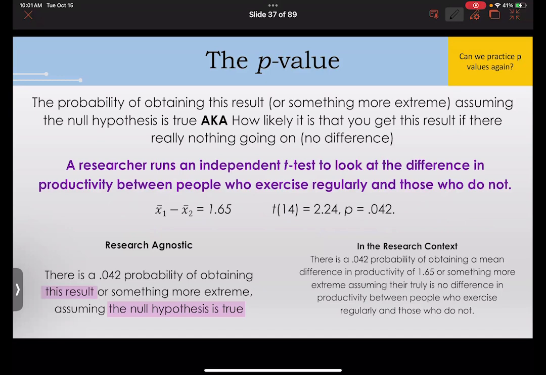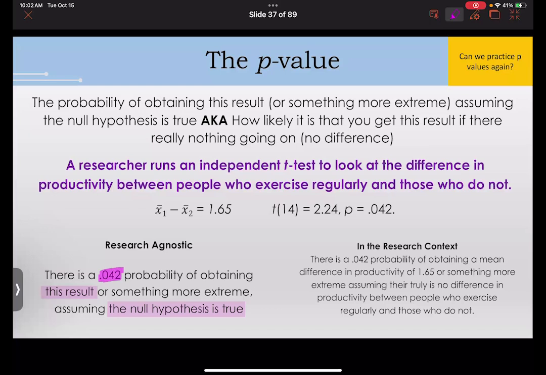First of all, p-values. My goal is that 100% of us nail interpretation of the p-value. Realistically, we will. So again, it's the probability of obtaining this result or something more extreme, assuming the null hypothesis is true. How is it that you get this result if there's really nothing going on? This is a great thing to have on your cheat sheet in terms of your sentence frame and remembering what parts you need to be able to put back into context. So there's a 0.042, I guess I should probably highlight this also.